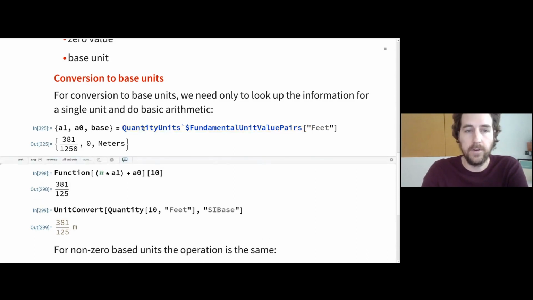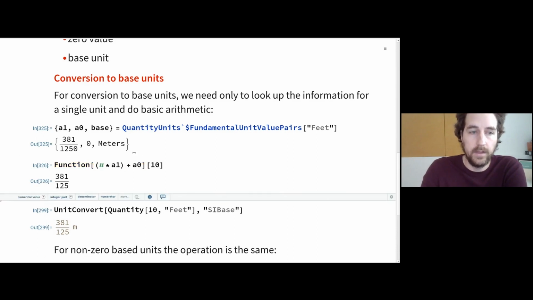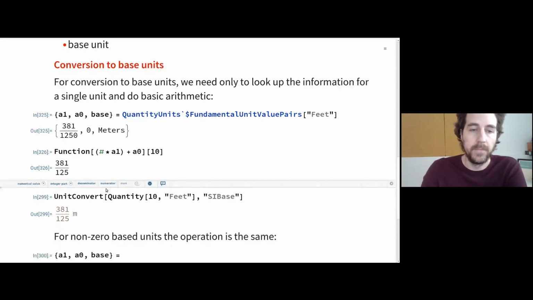So if I want to convert feet into meters, I basically need to multiply whatever my magnitude is by the scaling factor and add the zero value, which in this case is 0, and I get a ratio of feet to meters for our scale, multiply in against our magnitude, and we get 381 over 125, which is exactly what you'd get if you call unit convert. And that's effectively what it's doing under the hood.